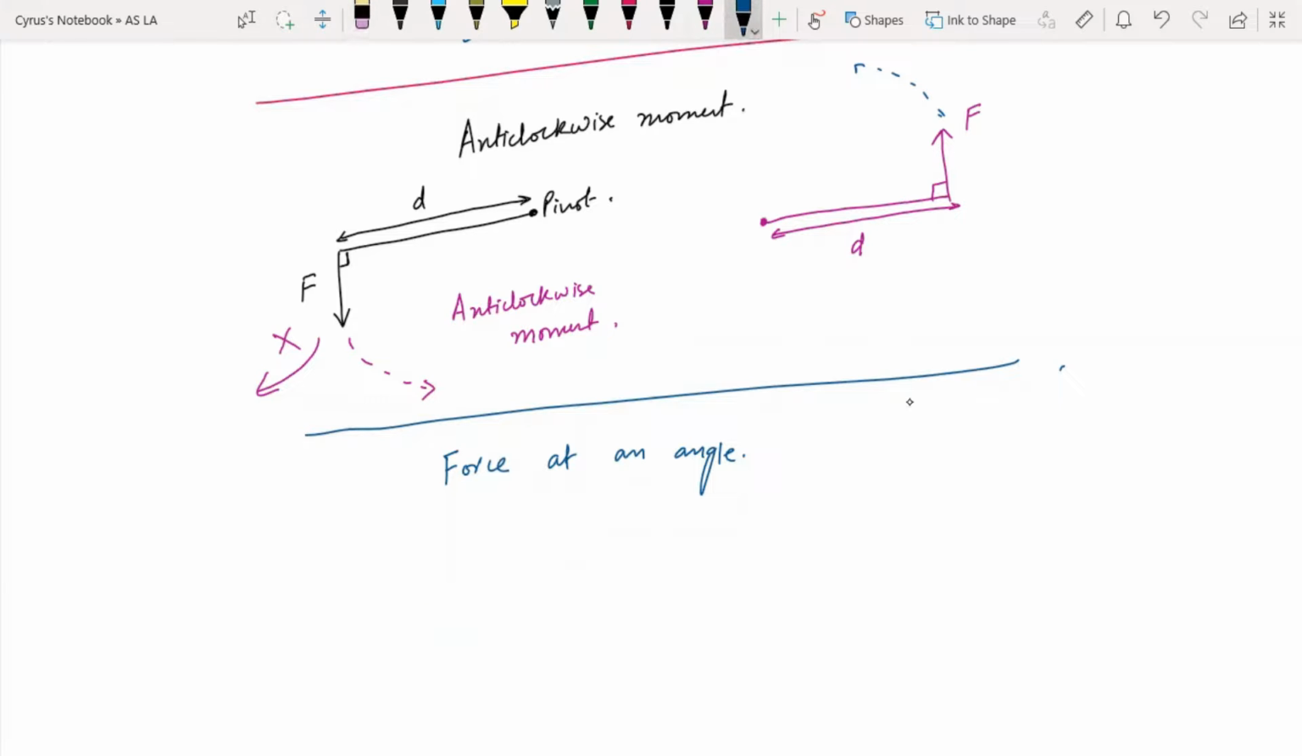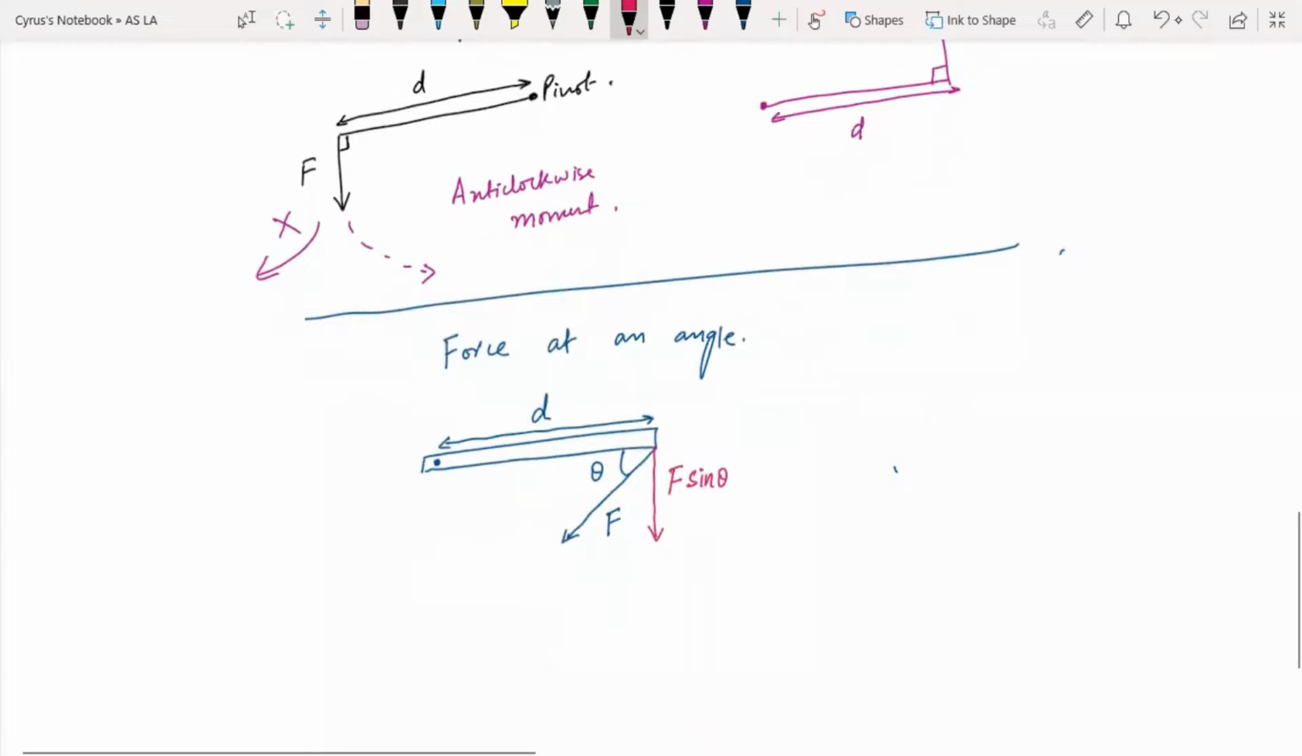लेट मी ड्रॉ इट अगेन. आपके पास ये एक ऑब्जेक्ट है, लाइक दिस इज द पिवट, and for example the force is acting like this. This angle here is theta. This distance is d. मुझे बताएं कि अब इसका मोमेंट कैसे निकालेगा? Components. ये component बनेगा क्या? What is this component? This one, F sine of theta. This component here is F sine of theta.